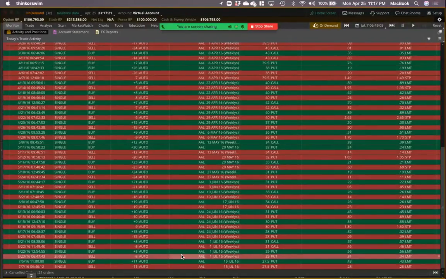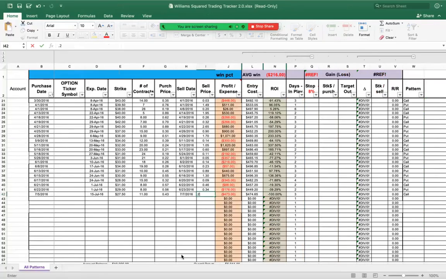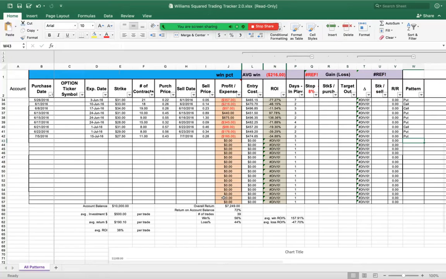And we sold for 28 cents. Took an L of 165, 34%. Save that when I save it. So that's how I was tracking each and every single one of these trades.